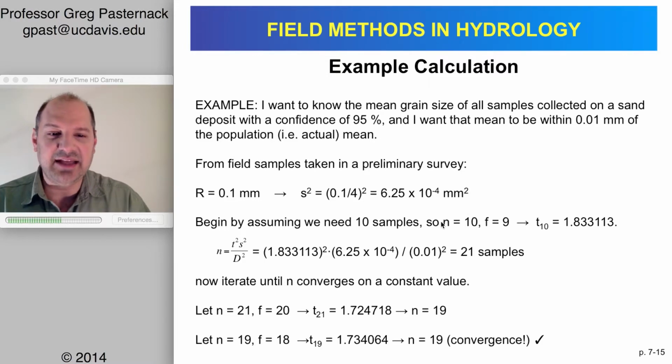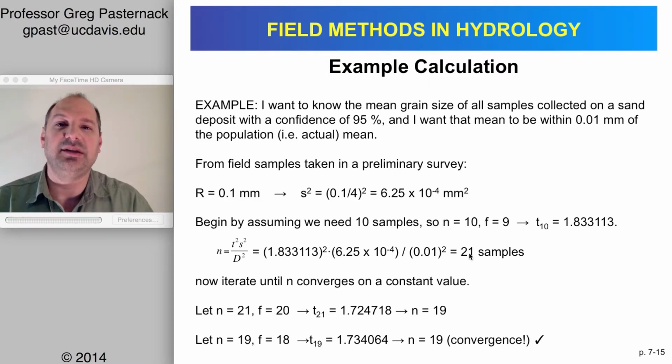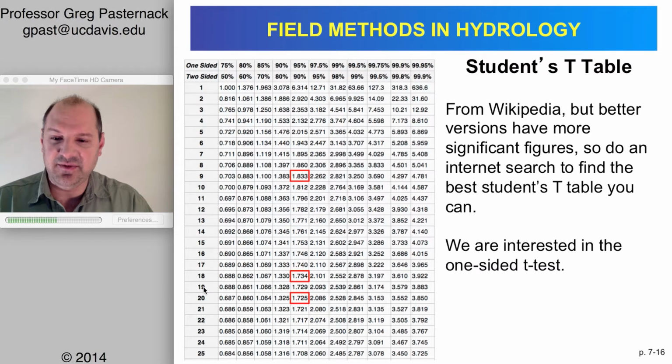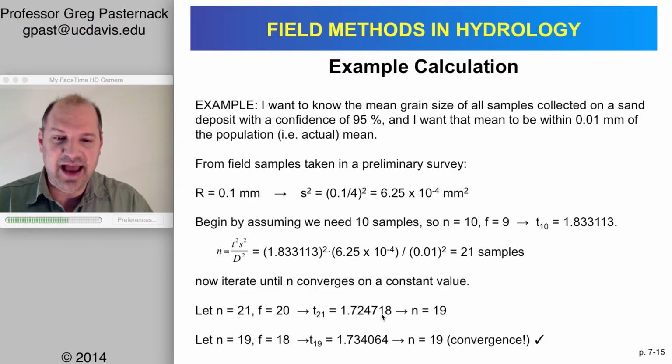Well, I started with a guess of 10, I ended up with 21. So that's quite different. That means that I should not be satisfied, and I should take 21, which is now a better guess. I'm going to put that into the function again, get my degrees of freedom of 20, get a number of 1.725, put that in here, and now I get a number of 19 samples.